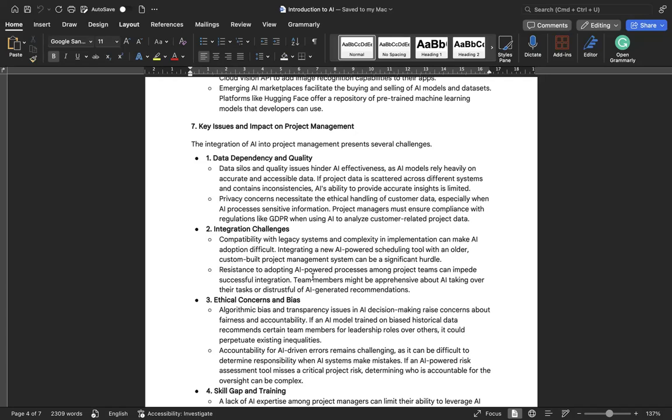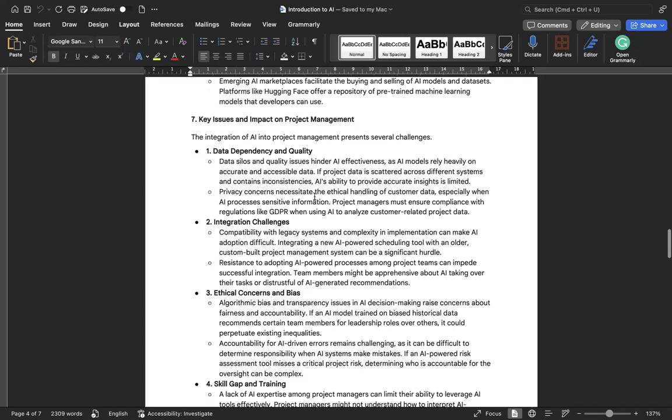Accountability for AI-driven errors also remains challenging, as it can be difficult to determine responsibility when AI systems make mistakes. If an AI-powered risk assessment tool misses a critical project risk, determining who is accountable for the oversight can be complex as well. These are the key issues or impacts on project management: data dependency on quality, integration challenges, and ethical concerns and bias. And finally, we have the skill gap and training as well.